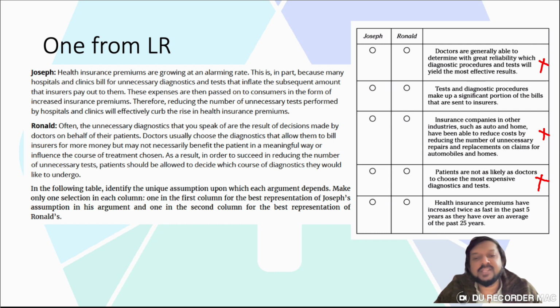So therefore, health insurance premiums have increased twice as fast over the last 5 years. Again, that is something which Joseph could not have taken as an assumption, because that is not there in the passage. That is the only simple rule that you need to keep in mind.